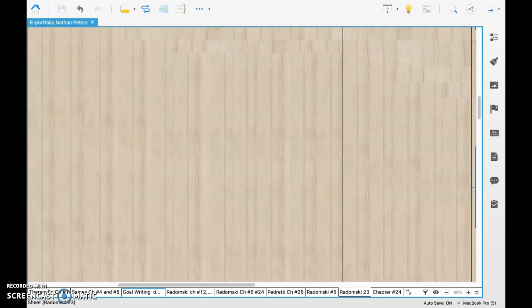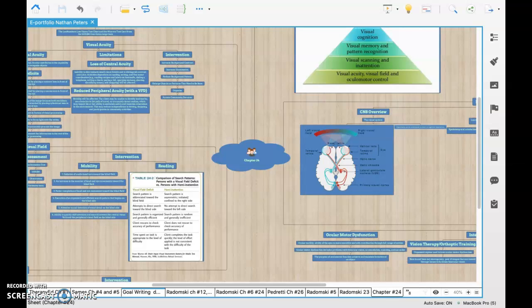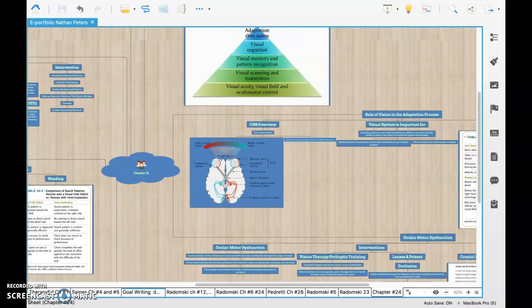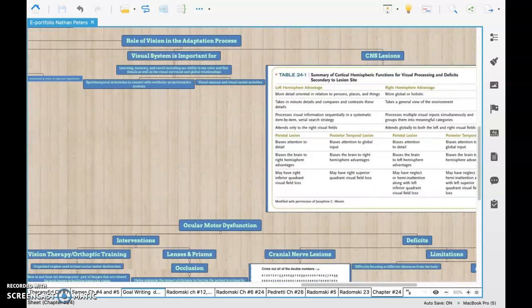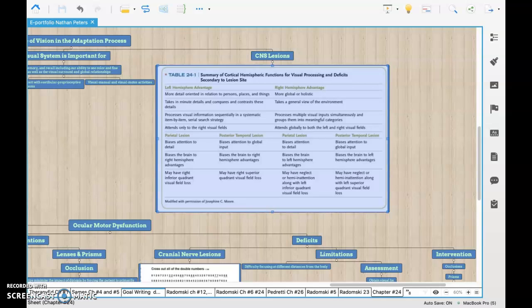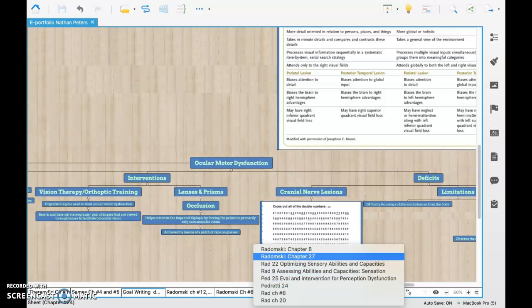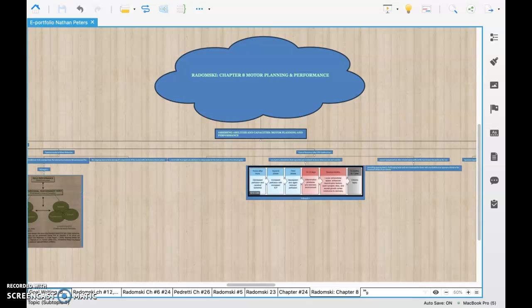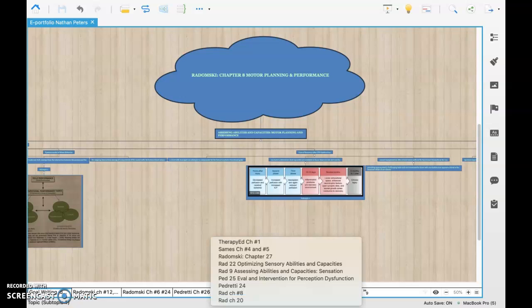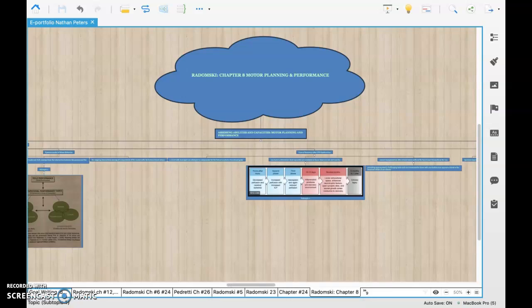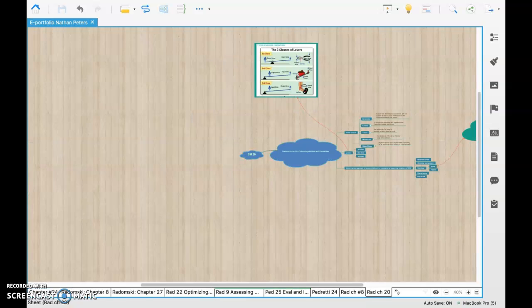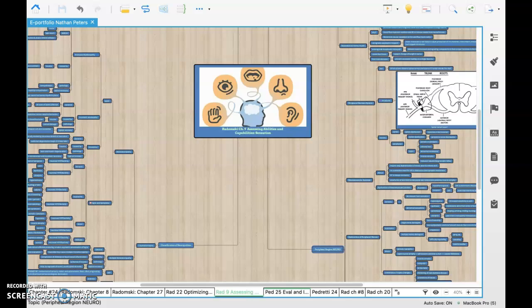All right. And then we have another one, chapter 24, talks about the cognition overview. And I like this table right here because it goes more into detail of central nervous system lesions and what they look like. All right. And to continue on, I'm not going to be able to go through all these, but I have Chapter 8, which is motor planning and performance. Chapter 20. And then assessing abilities and capability.